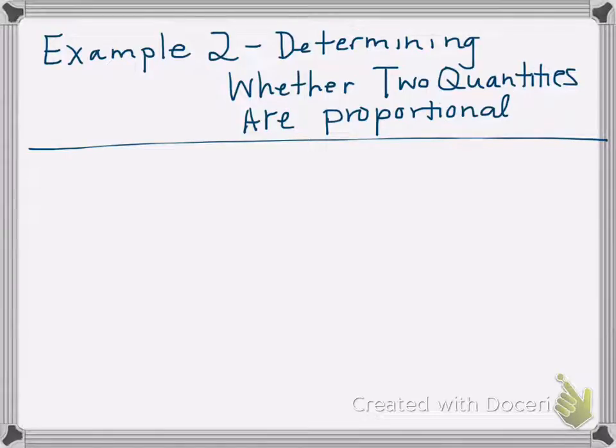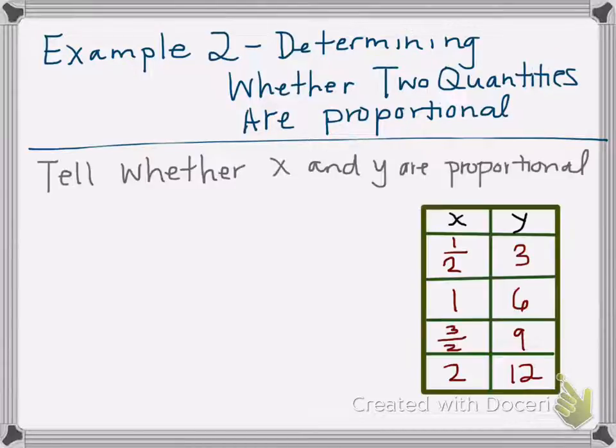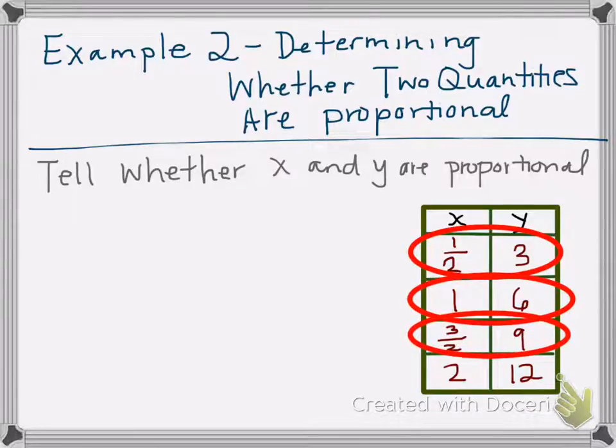Example 2, determining whether two quantities are proportional. Example 2 asks us to tell whether x and y are proportional. So move your eyes on over to that chart on the right. They want to know whether x and y are proportional, meaning that the change in each are equivalent. The 1/2 and then the 3, are those the same? Are the comparisons between the two the same as 1 and 6, 3/2 and 9, and 2 and 12? Well, we can figure that out.